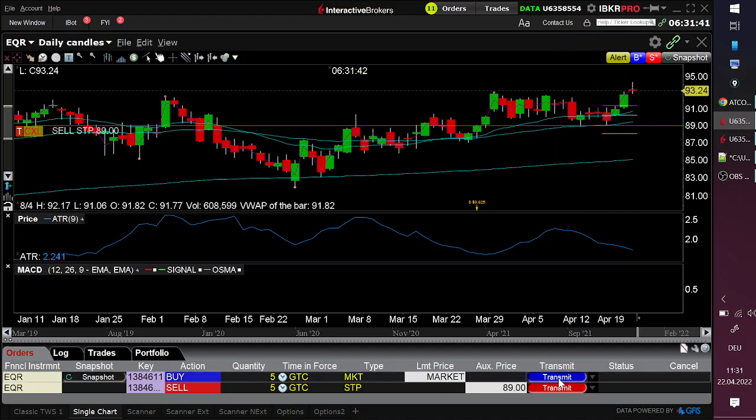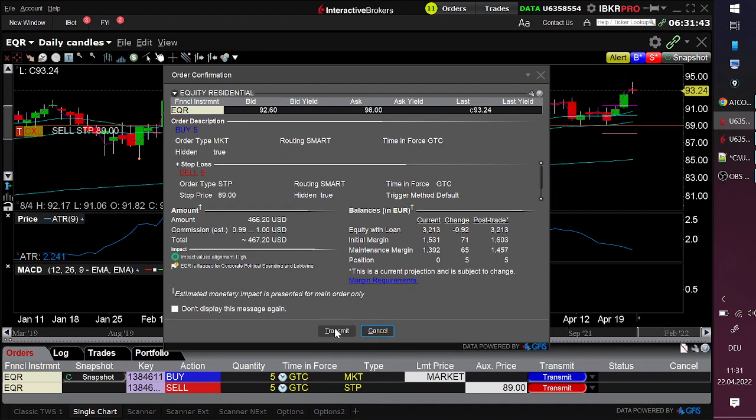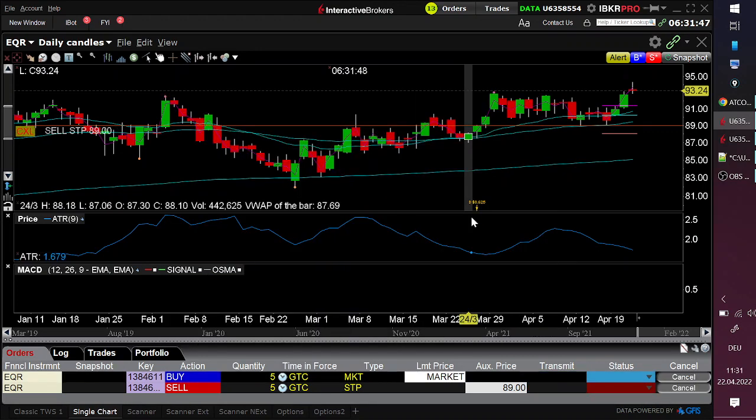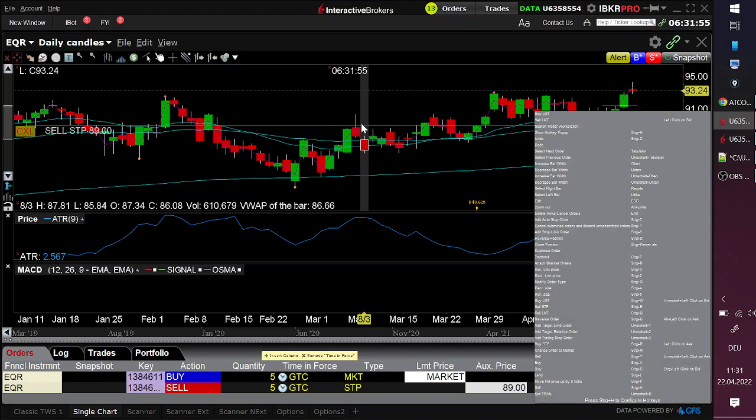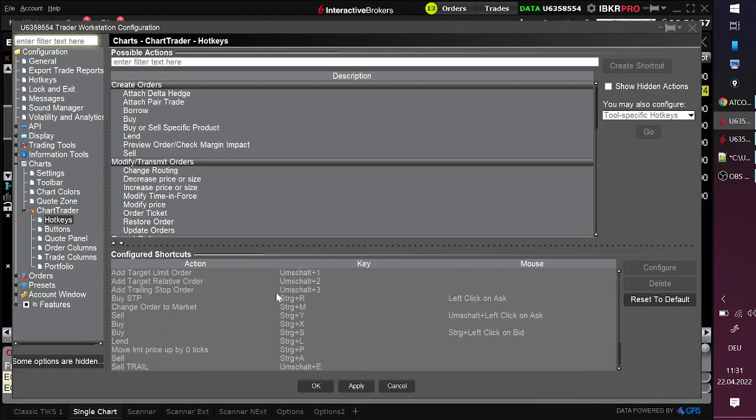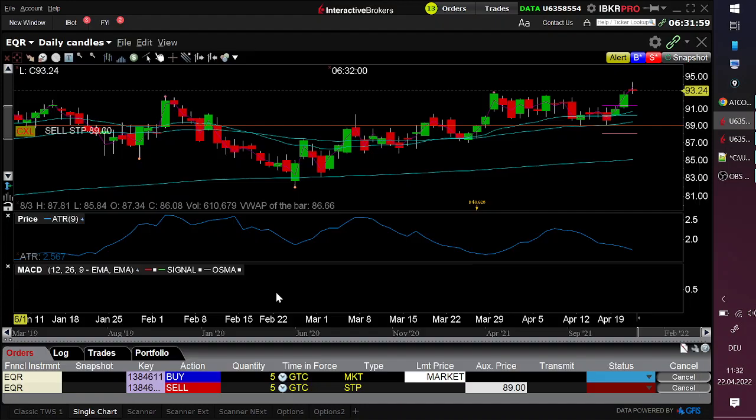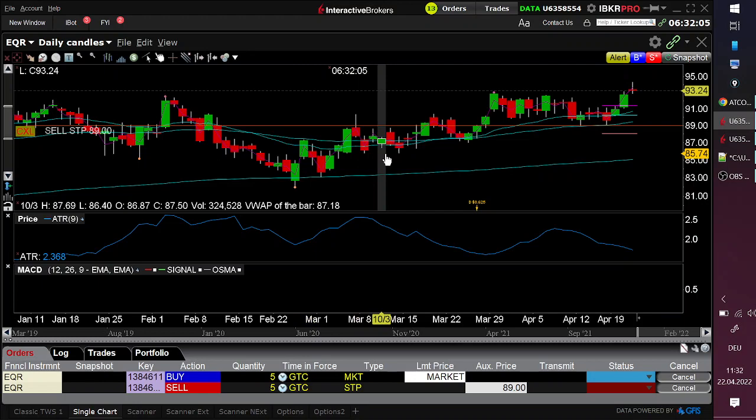So I transmit this order. 89, only 5 pieces, go. And that's the strategy for working with IB, with working these shortcuts. On request, I can give you my list. It's all these. I don't use many of them. I use buy and bracket and transmit and change to market, and that's pretty much it.